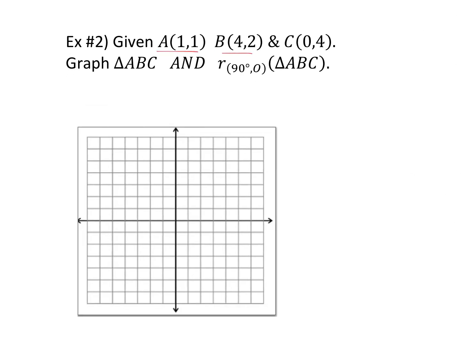If we have triangle ABC, so here's your points. A is at 1, 1. B is at 4, 2. 1, 2, 3, 4, 1, 2. And C is at 0, 4. 1, 2, 3, 4.